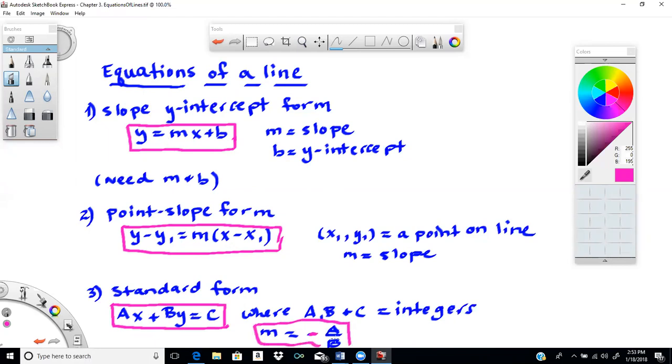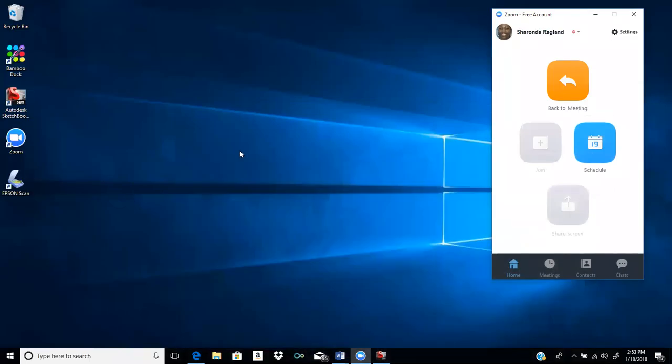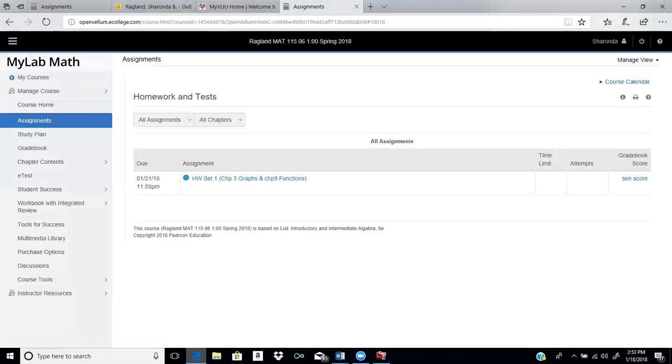So what we're going to do is look at some of the problems that are in my math lab. So you go there. All right, so in my math lab, you should have already enrolled in the section for the class, the 1 o'clock class. And so here, the first assignment is open. Homework set 1 is on chapter 3 as well as chapter 9. So there are a few concepts for chapter 9 that we will cover in this first homework set.